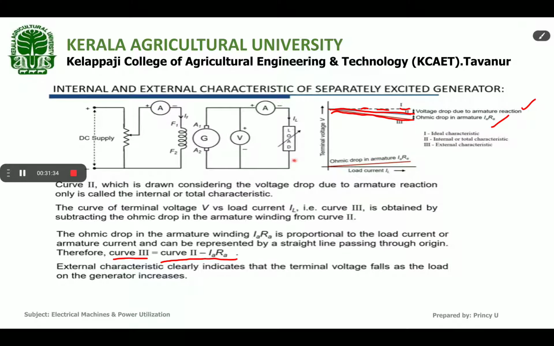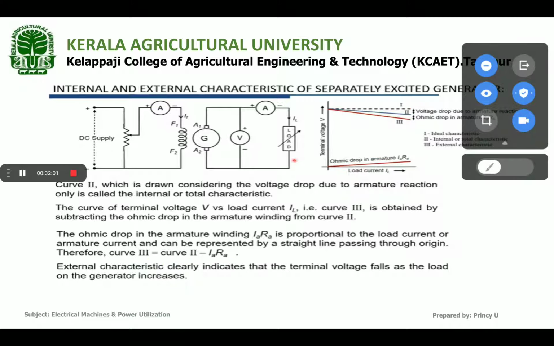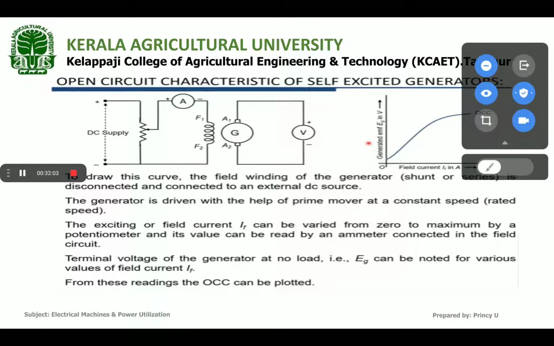That is, it should be constant. So in a practical generator, we have to consider both these drops. That is, the voltage drop due to armature reaction will be present, and the Ia Ra drop is also present. So curve 3 will give the external characteristics. This external characteristics indicates that terminal voltage falls as the load of the generator increases, so there will be a drop in voltage in the external characteristics.